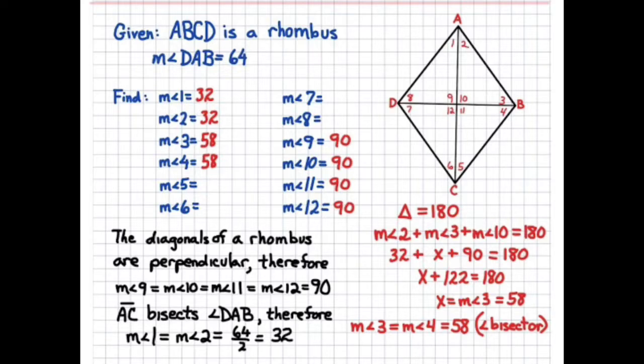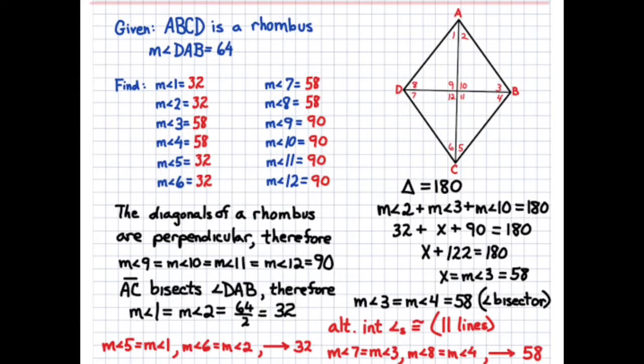And then if you look for alternate interior angles, such as angles 1 and 5, or 2 and 6, or 3 and 7, 4 and 8, they're all going to be congruent to each other.